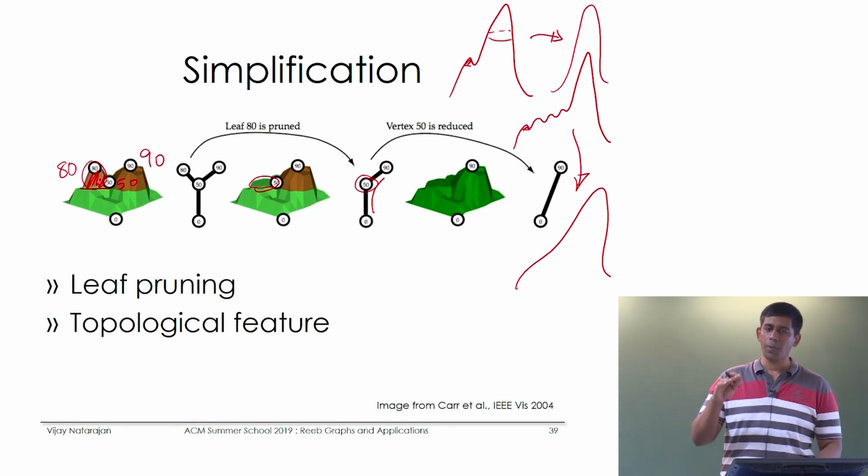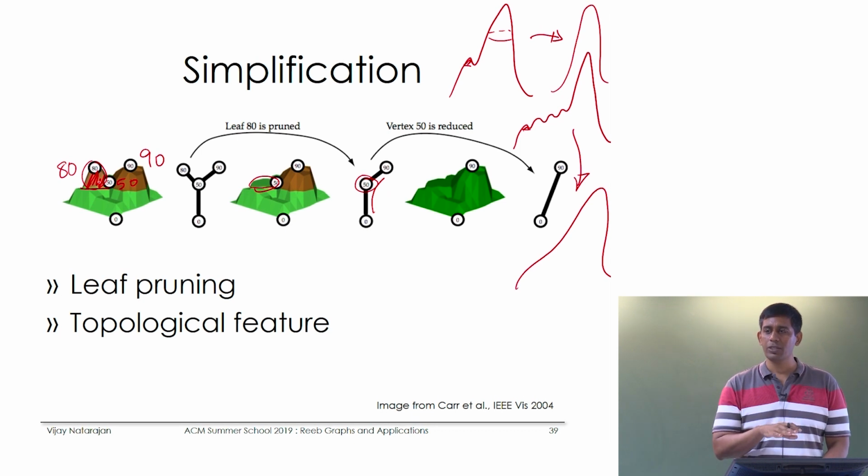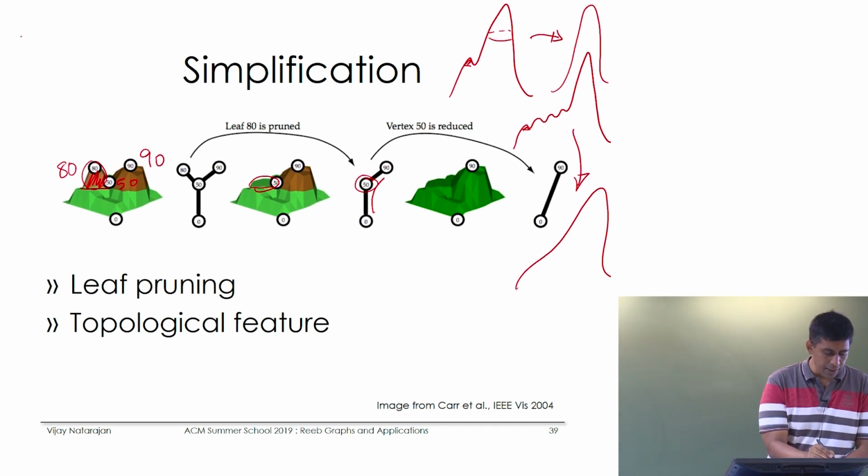I want to remove the topological features one by one, but I want to remove the low priority topological features first, followed by the higher priority topological features. And the way I can do that naturally is by ordering the leaves based on some cost associated with them. And what is the cost? The cost of an arc here is nothing but the difference in function value between the endpoints.